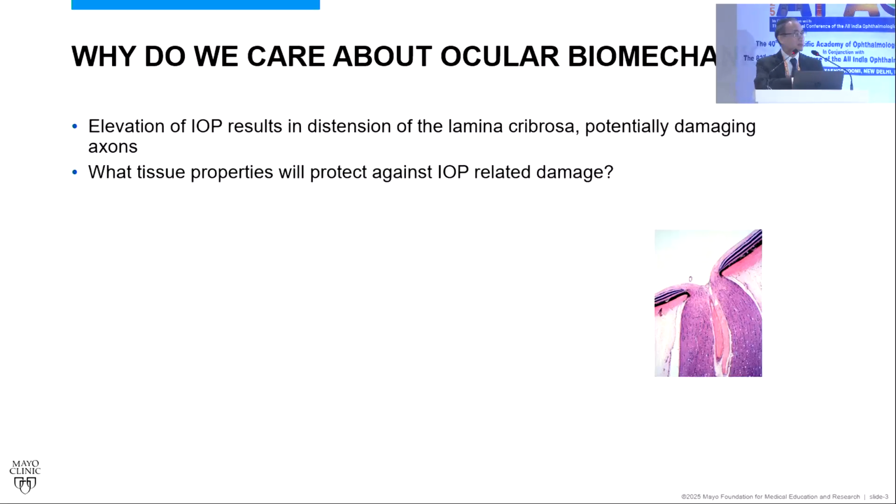So why do we care about ocular biomechanics? Elevation of IOP causes distension of the eye, stretches the lamina cribrosa, potentially damaging the axons. And so one of the questions is, what tissue properties might protect against IOP-related damage? The first thought might be that a stiffer eye is what you want to protect it against high IOP.